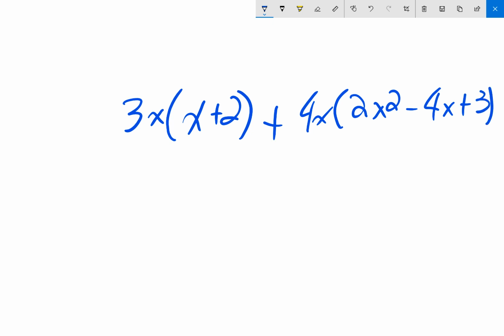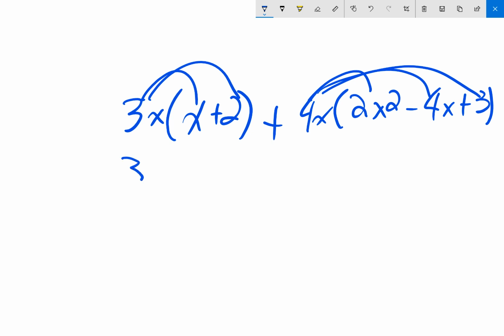To put this all together, we just have to first distribute each group. So we're going to distribute the 3x into that group, and then we're going to distribute the 4x into this group. So this will become 3x squared plus 6x, and this one would become 4 times 2 makes 8, and this will be x to the third.